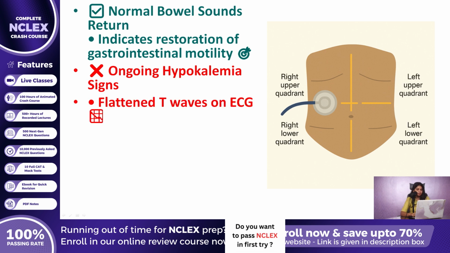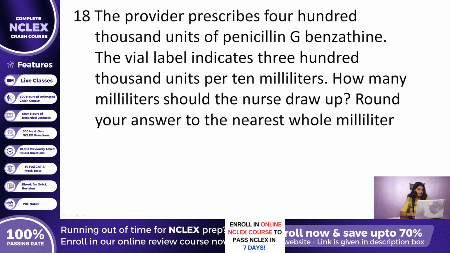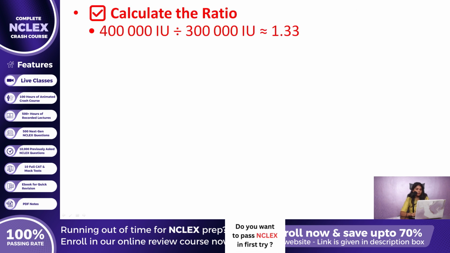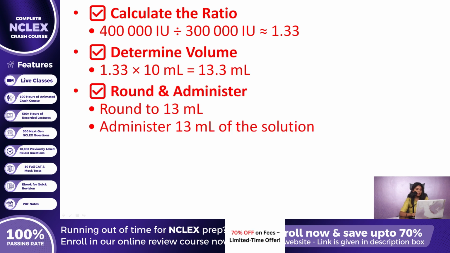Moving on, question 18 reads, the provider prescribes 400,000 units of penicillin G-benzathine. The vial label indicates 300,000 units per 10 milliliters. How many milliliters should the nurse draw up? Round your answer to the nearest whole milliliter, using the dose ordered over dose on hand formula. You divide 400,000 by 300,000 to get approximately 1.33, multiply by 10 milliliters to get 13.3 milliliters, and then round to 13 milliliters. Thus, the nurse should administer 13 milliliters.